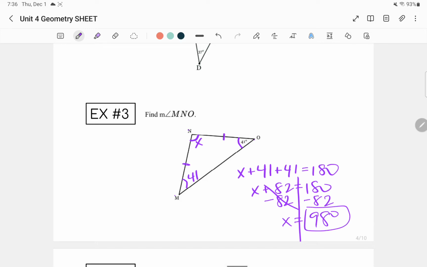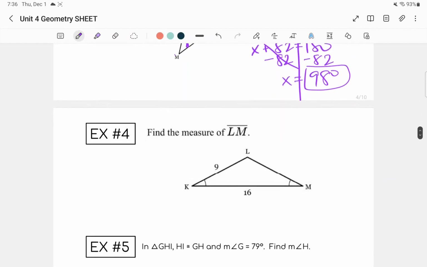Again, just to recap, with an isosceles triangle, if these two sides are congruent, that means these two angles are congruent. So if this is 41, this is 41. So I can find what this one is because they all add up to 180. Let's look at example number 4.